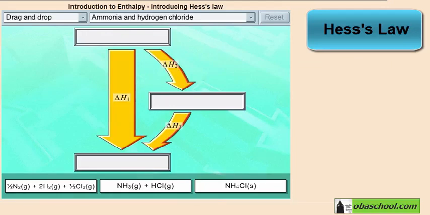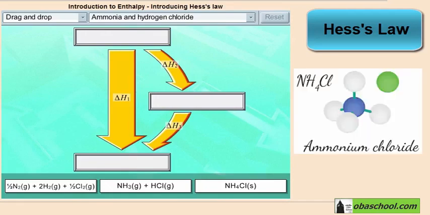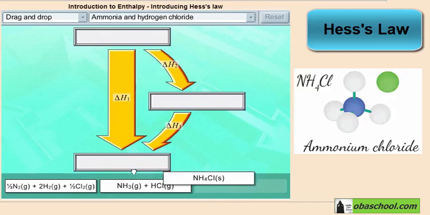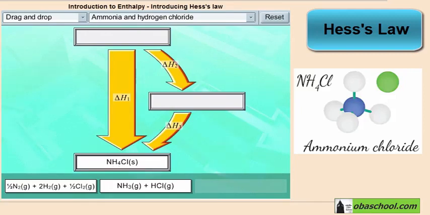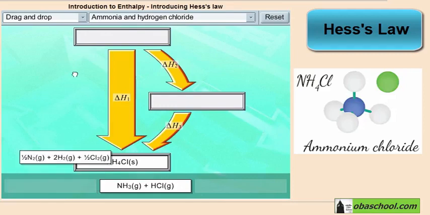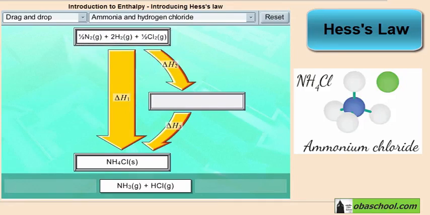We are going now to examine the enthalpy changes associated with two routes that might be followed in the formation of ammonium chloride, NH4Cl. So our desired product is NH4Cl. This is the product that we want to obtain at the very end of the reaction. The first way of producing NH4Cl is starting with its elements, which are nitrogen, hydrogen, and chlorine. And they are in their standard states.